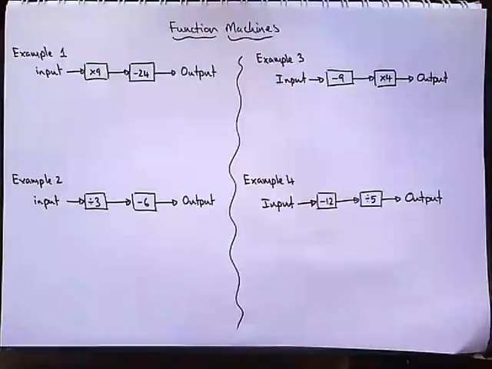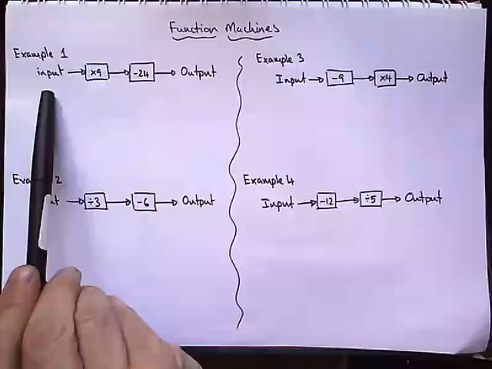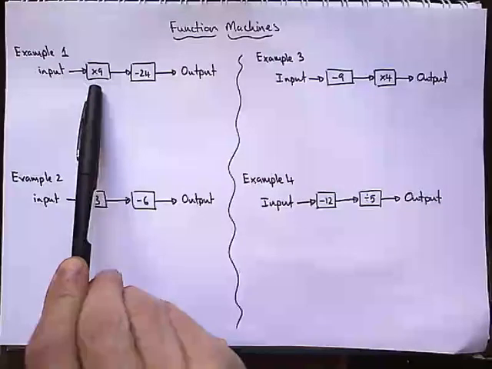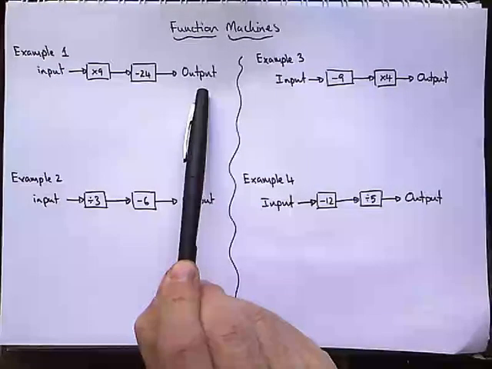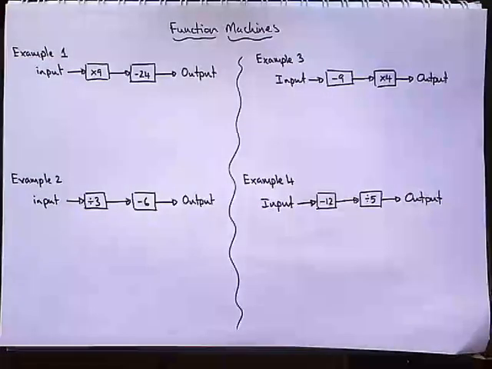Good morning. Today I'm going to go through examples for how to solve a function machine when the input equals the output. In the first example, you can see that my input is being multiplied by 9. I'm then taking away 24, and then I'm getting my output. So what I'm going to do is use this information and construct an equation.